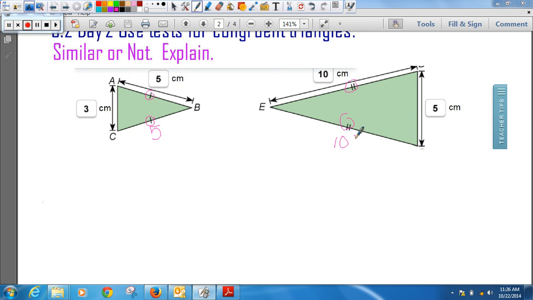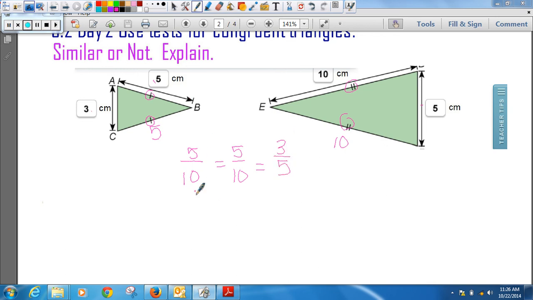To check this, the test would be, since they gave us all three side lengths, that all three of the corresponding side lengths have the same ratio. So I set up our ratios. So I would put 5 over 10. Is that equal to 5 over 10? And our last ratio would be 3 over 5.